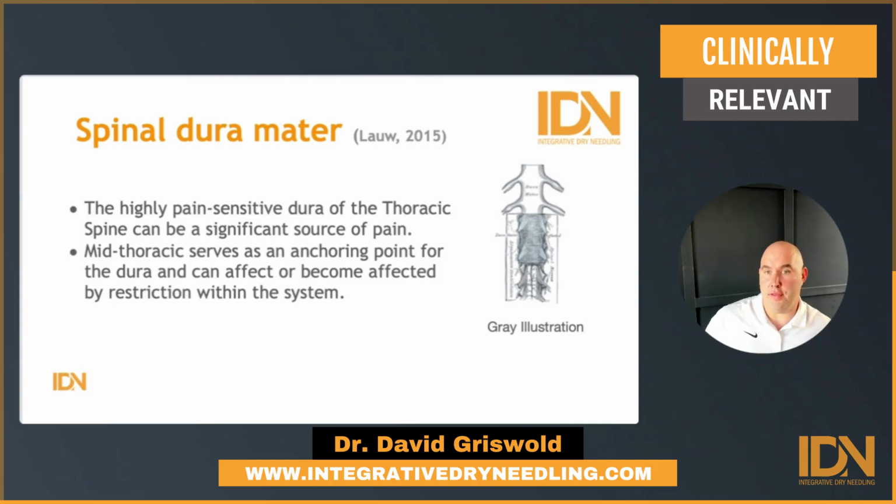The other area to think about that's clinically important for us is the thoracic spine. We know that the thoracic spine is a highly pain-sensitive area as it relates to dural pain, as well as serving as a major anchor point to the dural system. And when you have chemical irritation of neural and non-neural structures, that can affect mobility in the thoracic spine as well.